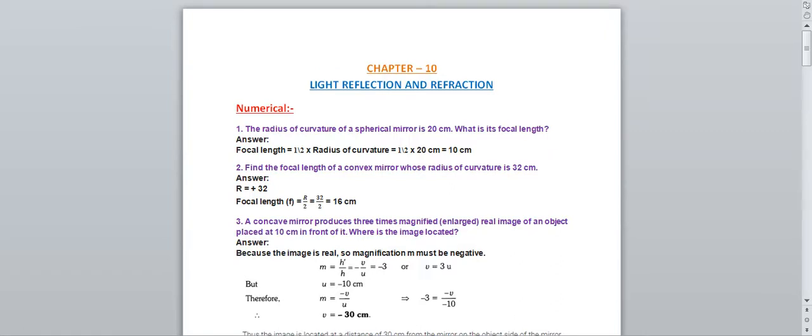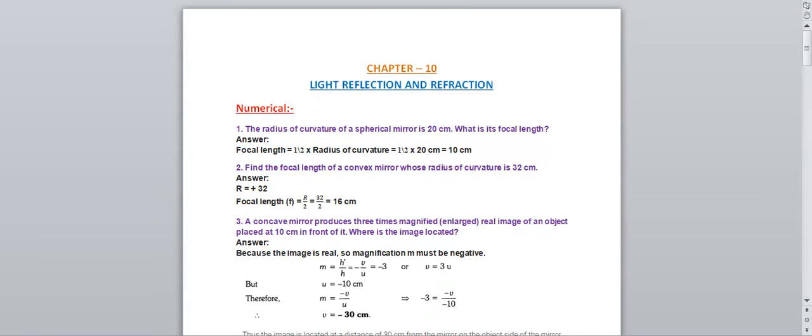Also, along with the numericals, I will tell you all the formulas which are used for solving these numericals. If you have the concept of formula, you can solve any questions. So don't get afraid of the numericals. Attempt the question which you will get in the exam and get full marks. So let's start with the discussion of the numericals, Light Reflection and Refraction.